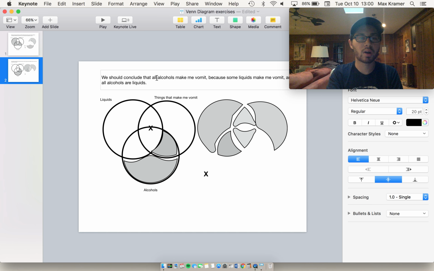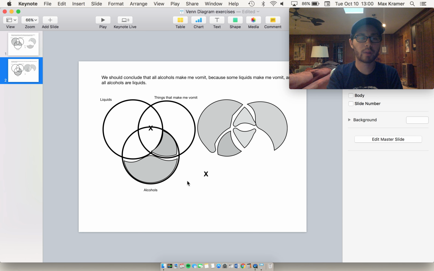The conclusion here is that all alcohols make me vomit. So that means that it would have to be the case that all alcohols also intersect with things that make me vomit. You know, so this X could be here. There could be at least one alcohol that makes me vomit, but the fact that this section is open and not shaded means that there are alcohols that could be liquids that also don't make me vomit. Therefore, that's a counterexample, and that means that this is an invalid argument.